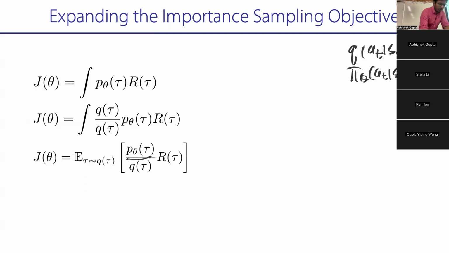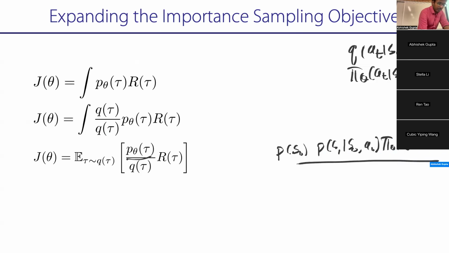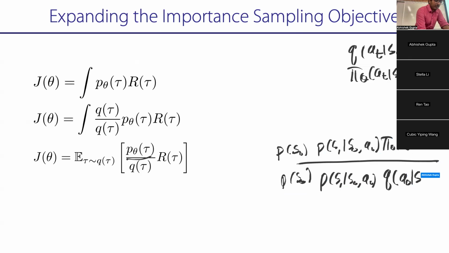Expand and cancel out. So walk me through it, Vishwas. What's the numerator going to be? The first is P of S naught, and the next is the dynamics, and then you have pi theta, and then you continue, right? And then the bottom has what? Q of S naught. But Q only defines your policy. So P is going to be the same, so you're going to have the same P of S naught and the same dynamics, and you're only going to have a different policy, right?